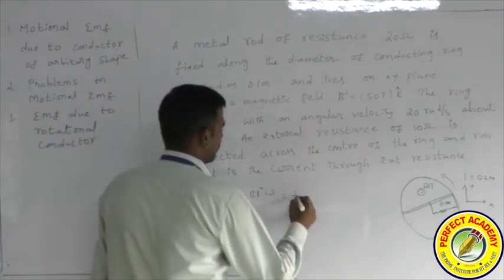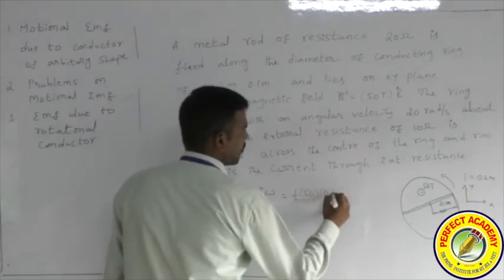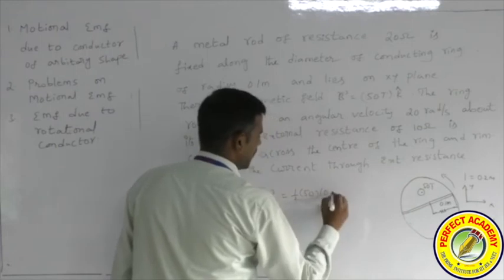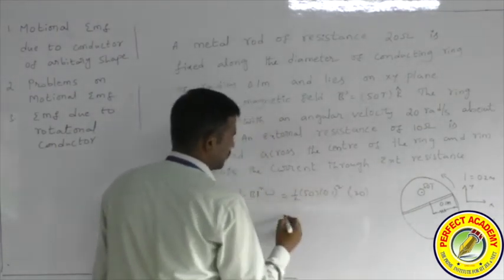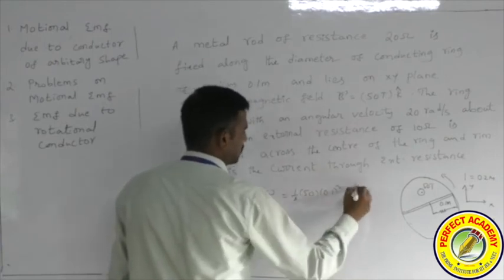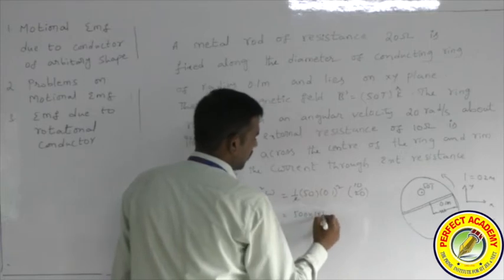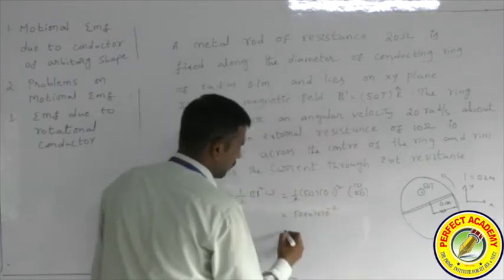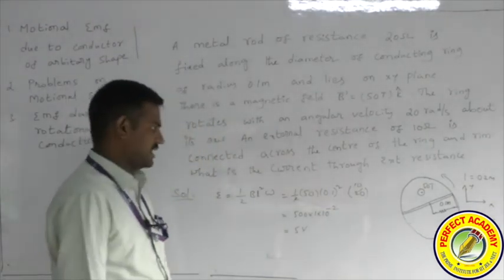Now, half into B, which is 50 Tesla. The length is 0.1 meter, so 0.1 whole square. And omega is 20 radian per second. So half into 50 into 1 into 10 to the power of minus 2 into 20, and therefore we will get 5 volt. This is the EMF that is generated here.